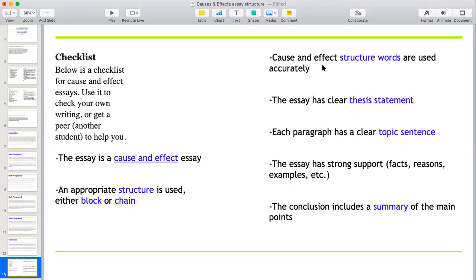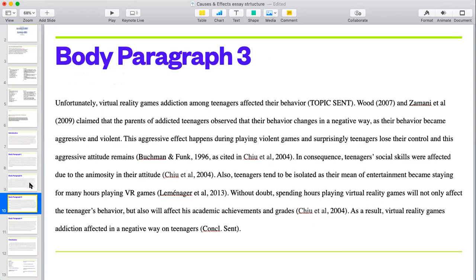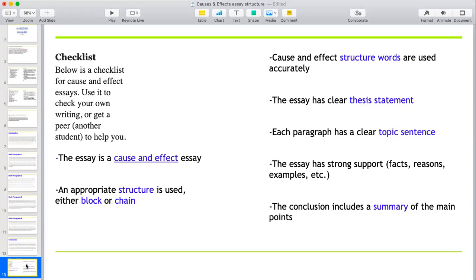Cause and effect structure words are used accurately. Did she use these words that we talked about in the beginning? Yes. Not really. Why? Only the health one, the second effect, drifted away. So you feel like more words needed to be used. I agree with you. Okay.